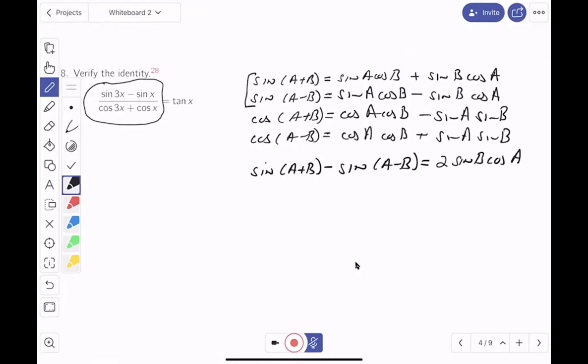cosine a. I'm going to look at the bottom, and it's a sum. I'm going to add these 2 together now. What do you get? Cosine a plus b plus cosine a minus b equals, let's see if I did that. What would I get? If I add those 2 together, I would get 2 cosine a cosine b. So I think I'm getting close.